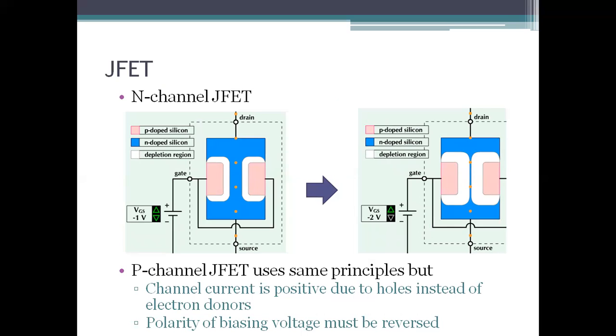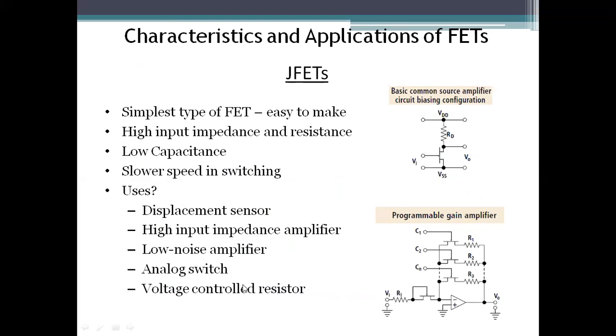JFETs are classified into two types: N channel JFET and P channel JFET. These are the characteristics and applications of FETs. It is the simplest type of FET. JFETs are easy to make and easy to design. They have low capacitance value. In switching, they have slower speed. They have high input impedance and resistance.